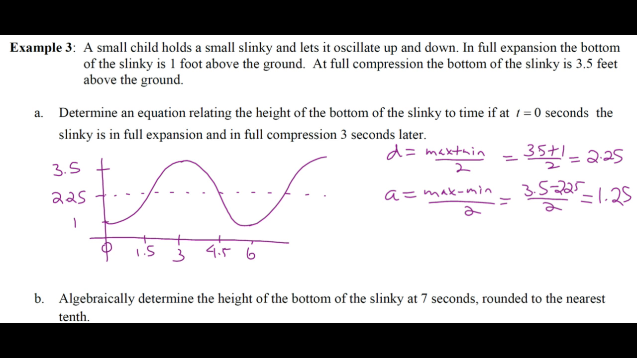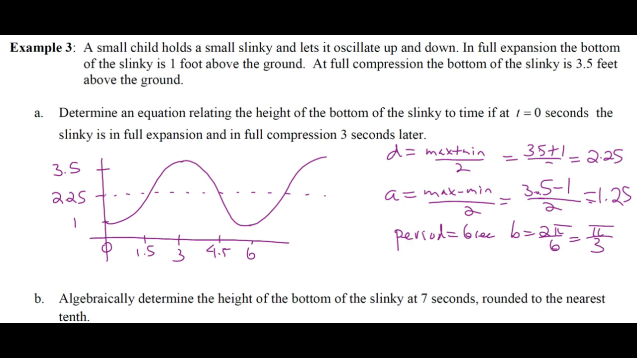Oh, it is minus 1. So that's 2.5 divided by 2, which is 1.25. What did we say the period is? Okay, so the period is 6 seconds, so what's B? Pi over 3. 2 pi over 6, or pi over 3.